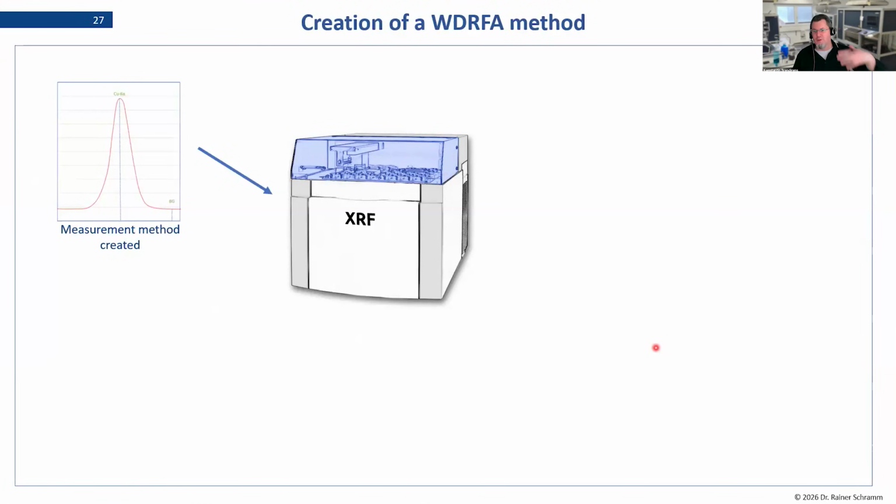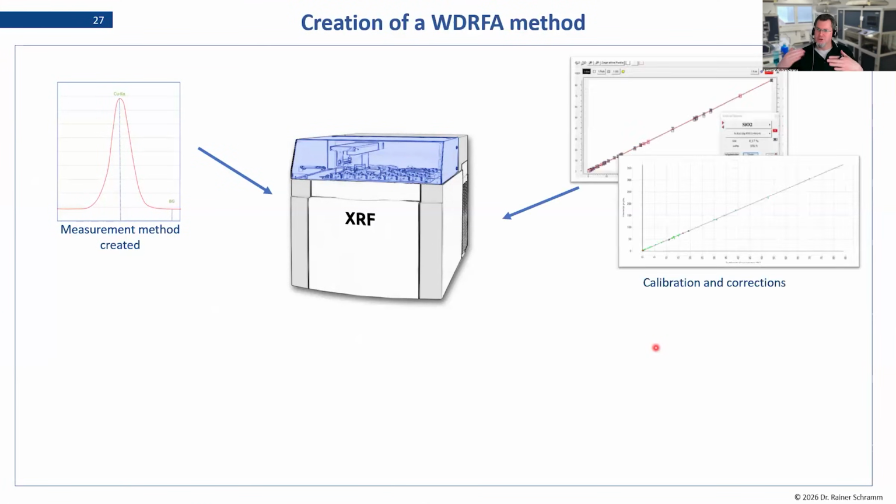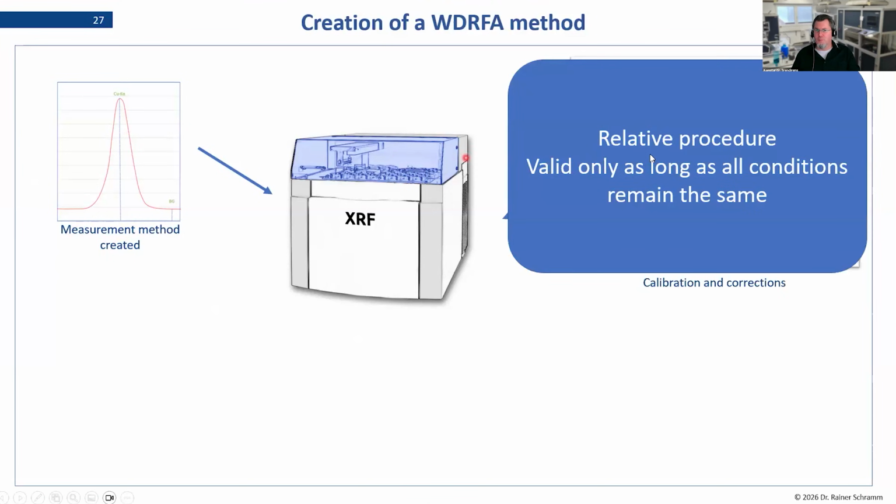And then the final step, once that is done, we have created our measurement parameters in our method. We have done our calibration and corrections. We have to be aware that XRF will always be relative. It is always comparing to standards, for example. So we have to be aware that as our spectrometer ages, the validation of our calibration is difficult to prove.